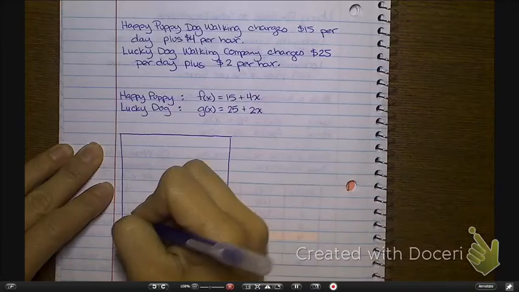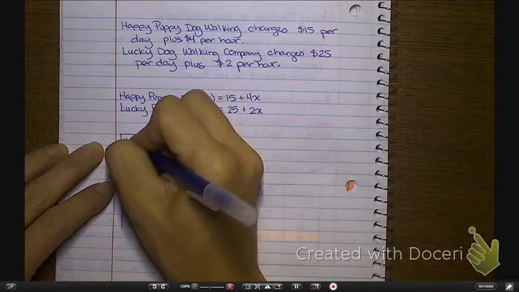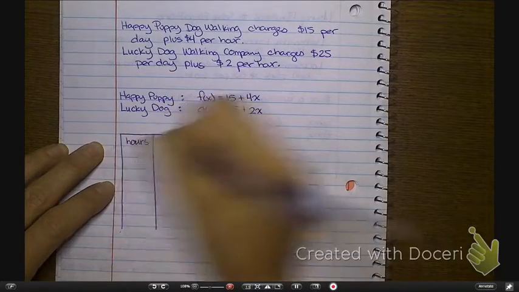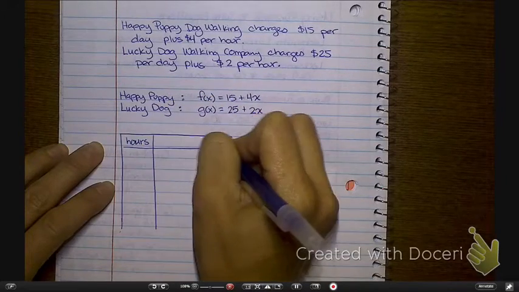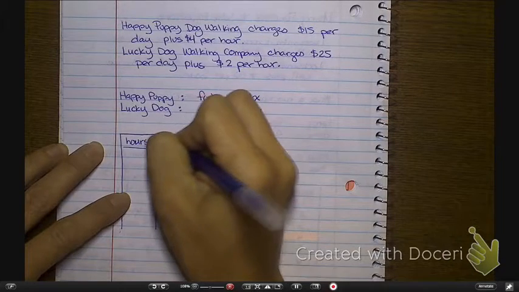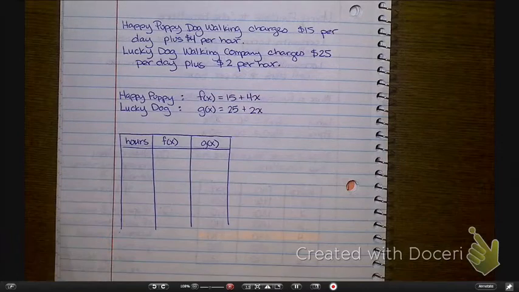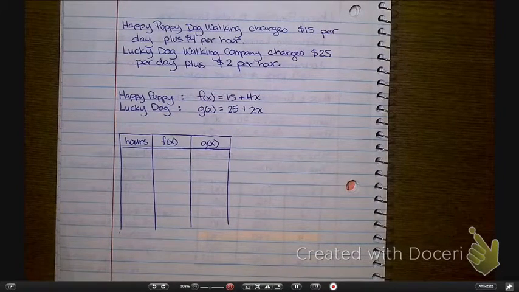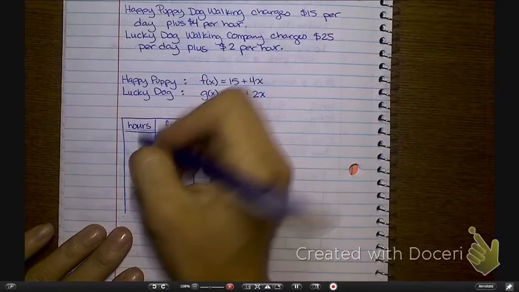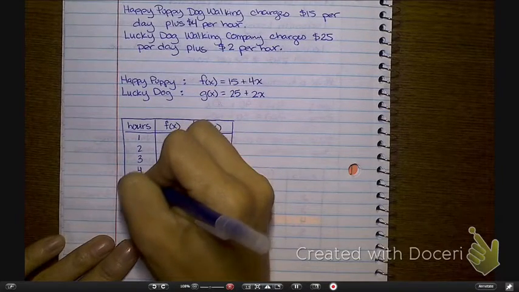Now, depending on the situation, I might start out my table with 0, but is this a situation where I'm going to pay for 0 hours of dog walking? No, I'm not going to pay someone to come out to my house and turn around and go home and not walk my dog, right? That would be silly. So for this situation, I'm probably going to start with 1 and take a look at what's happening there.